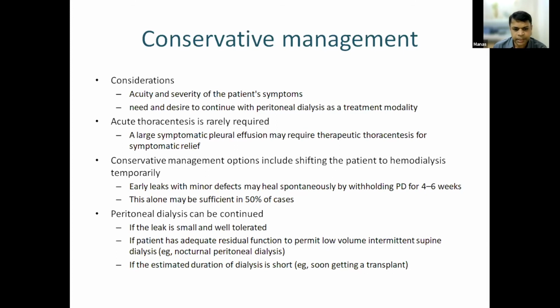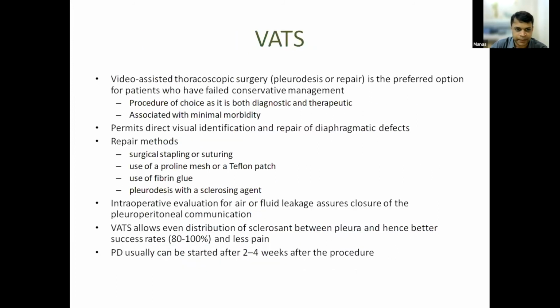In many patients who have a good residual renal output, or those who are going for a renal transplant very early, and with a small amount of hydrothorax, peritoneal dialysis can be continued. One of our patients has no vascular access and no choice of any other modality, no transplant prospects, and still continues on peritoneal dialysis with some amount of hydrothorax still present in her lungs.